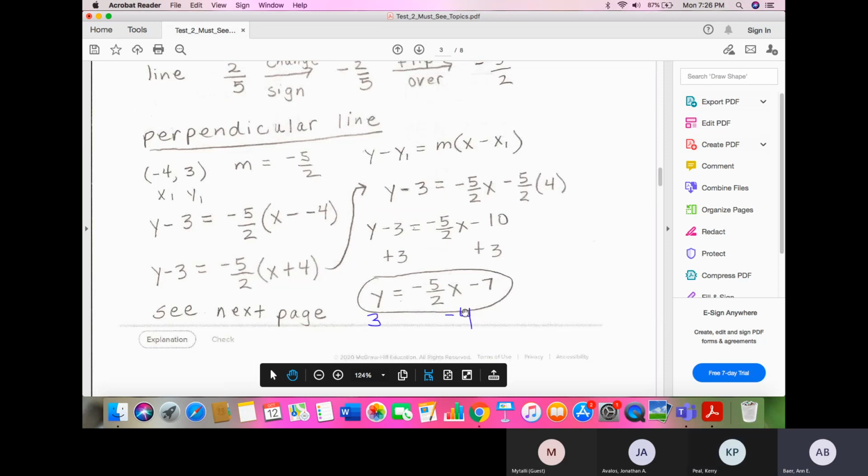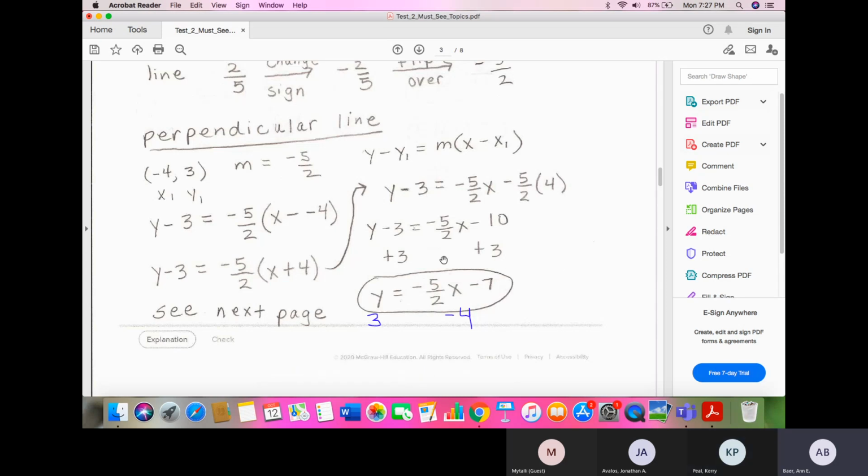So let's look at this term right here. It's negative 5/2 times negative 4. Well, first of all, that's positive. Negative times negative is positive. 5 times this 4 is 20 divided by 2. 20 divided by 2 is 10. So all of this is equal to 10 minus 7, which is 3. So that point satisfies our equation. So I'm pretty confident I got that question right.